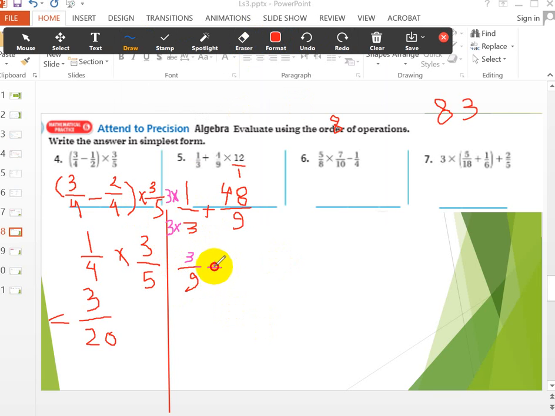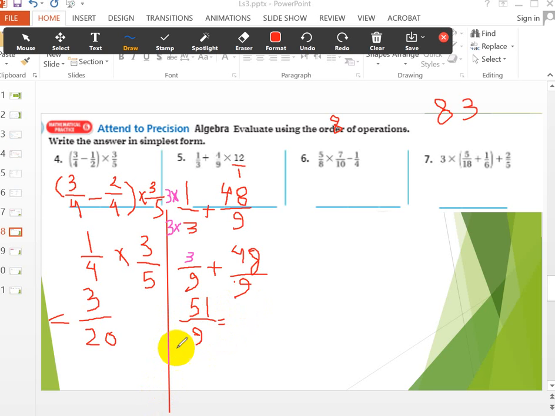So look, the fraction will be 3 over 9 plus 48 over 9. Let's add the numbers. Now, can I find the answer? 3 plus 48. The answer will be what? 3 plus 48 will be 51. So the fraction will be 51 over 9. Now, I have to write this fraction in simplest form. To write it in simplest form, look, the numerator is greater than the denominator. So what do I have to do?